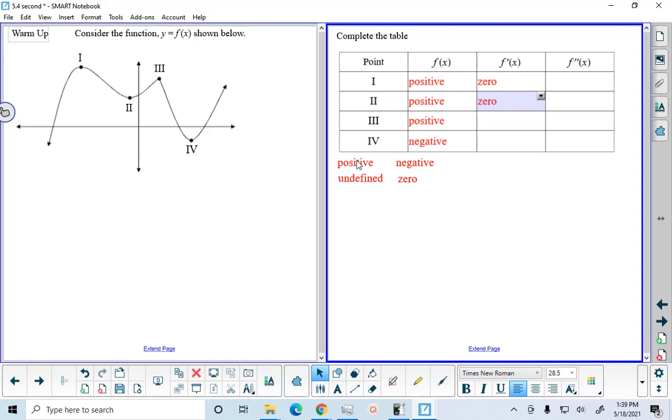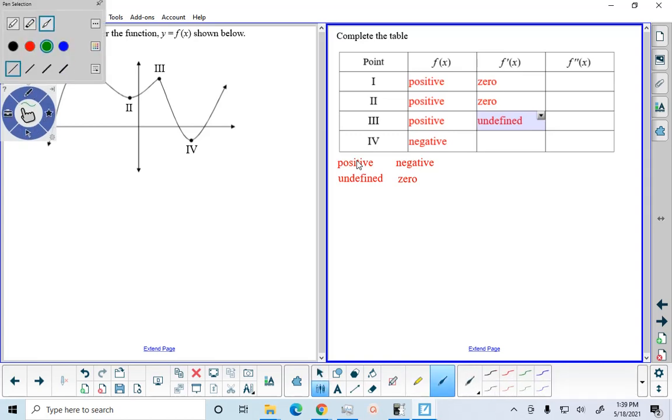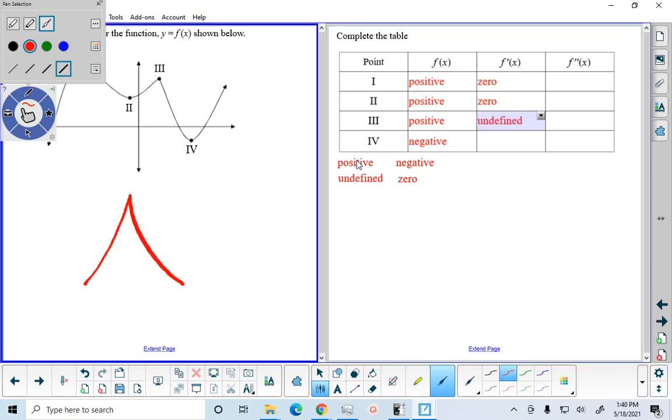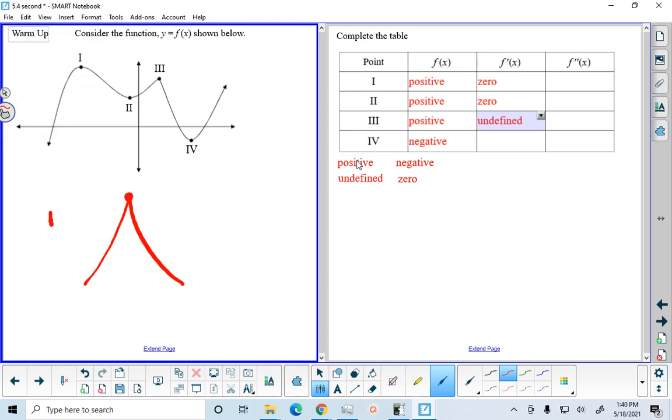Now point 3 is a maximum point, but the derivative at point 3 is undefined because point 3 is what we call a cusp. And I'm just going to draw below the graph a cusp. So that's what I'm talking about when I refer to a cusp. And when you look at the slope of the tangent on the left-hand side of that point, the slope of the tangent is defined to the left, the slope of the tangent is defined to the right.